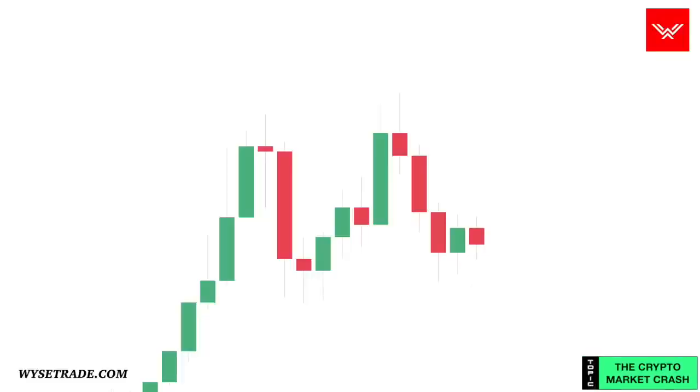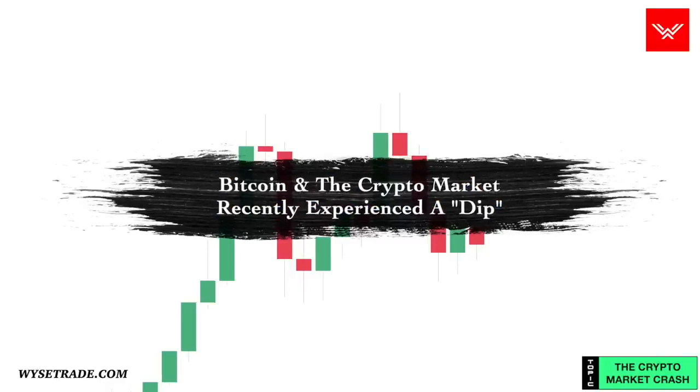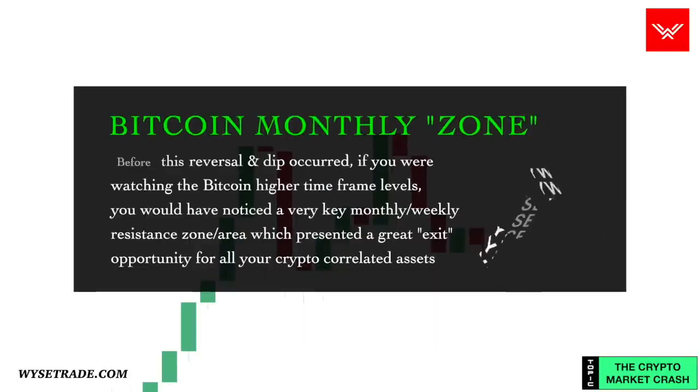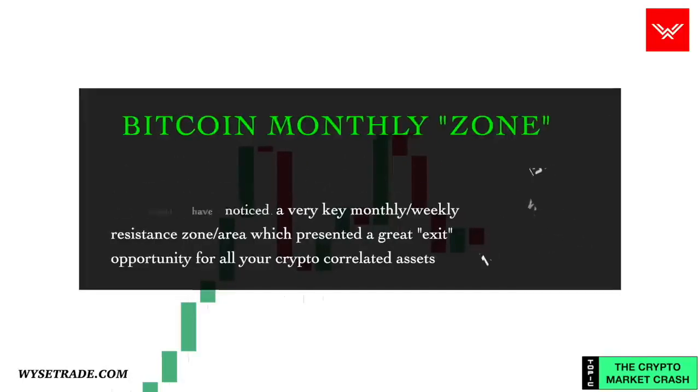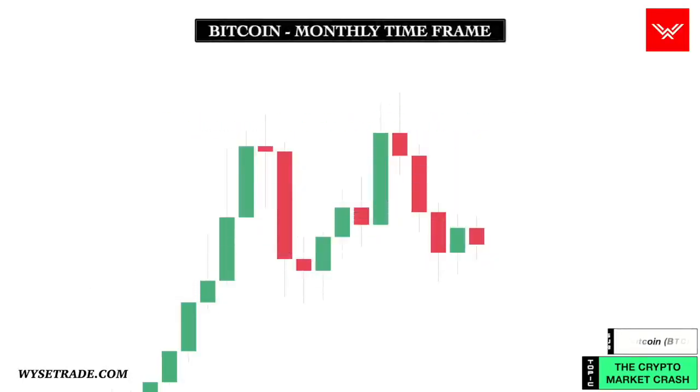So, as you already know, Bitcoin and the crypto market as a whole has recently experienced a market dip. Before this reversal occurred, if you were watching the higher time frame levels, you would have noticed a few interesting things. So let's break it down. This is the Bitcoin monthly time frame.